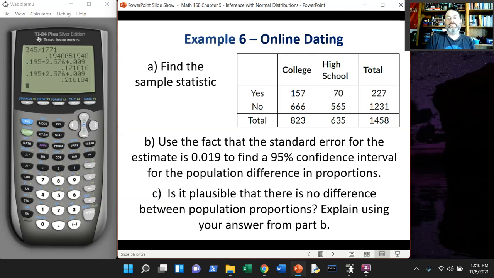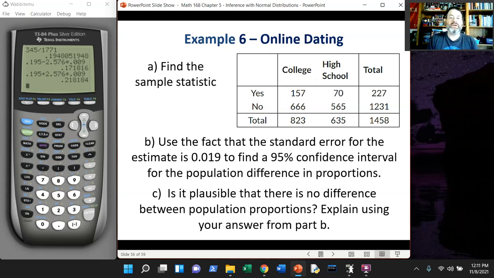Well, we have the data, right? So you can see how this data was collected. We have kind of a big sample, right? 1,458. We can also see clearly that there are 2 categorical variables. That means that our sample statistic will be a difference in proportions. So it's going to be p hat 1 minus p hat 2 for the sample statistic.